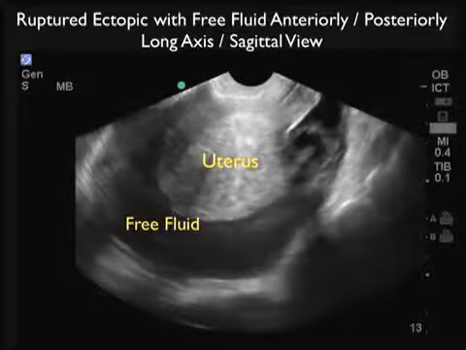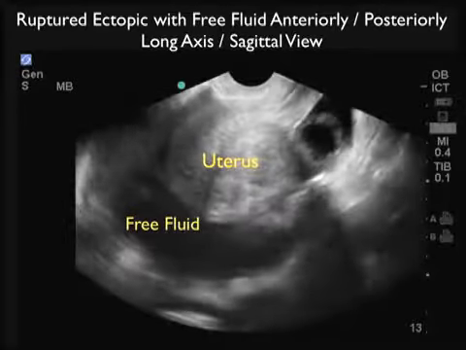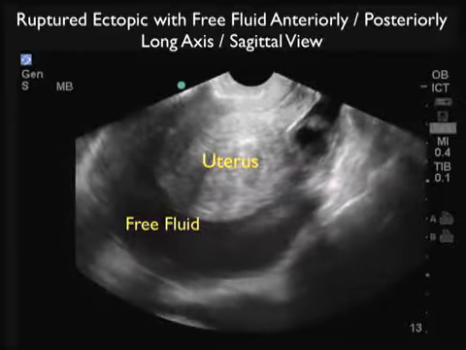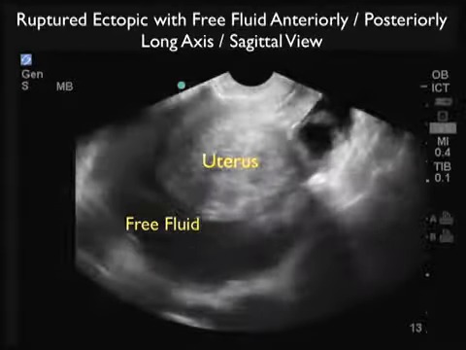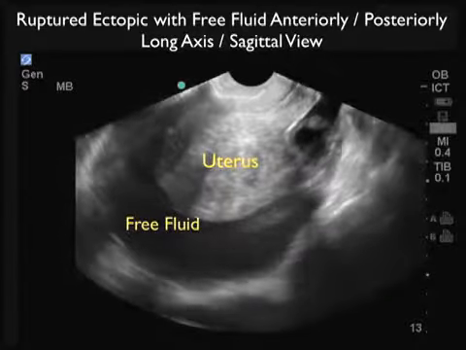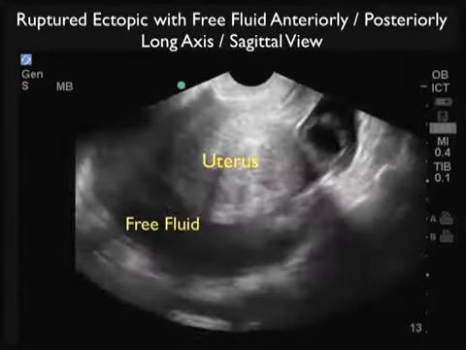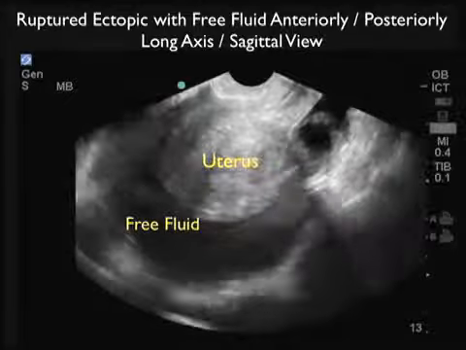around the dome of the uterus to flow anteriorly there to the uterus as well. Unfortunately, this patient was later diagnosed with ovarian cancer, and all of this fluid was ascites that had built up from the pathology within the ovary, but a huge amount of free fluid on transvaginal long axis or sagittal scan, almost dwarfing the uterus in its proportion.